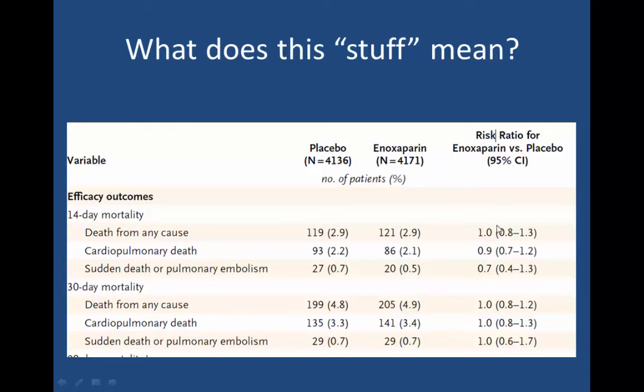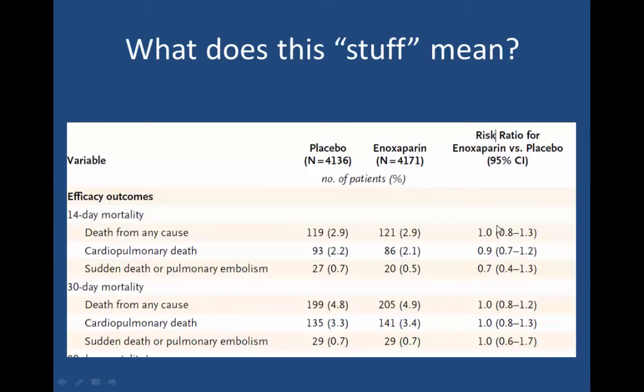Your risk was 0.3, remember 1 minus this value. It was 0.3 up to 0.2 higher. 0.3 lower, 0.2 higher. It was 0.6 lower, so 0.6% lower that you would die or lower risk of sudden death or pulmonary embolism compared to the placebo group, or your risk was 0.3% higher. So I know that can be really confusing.